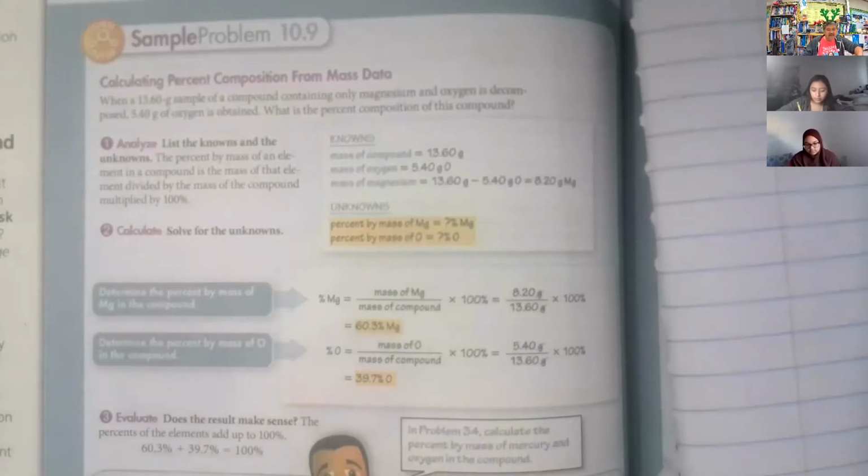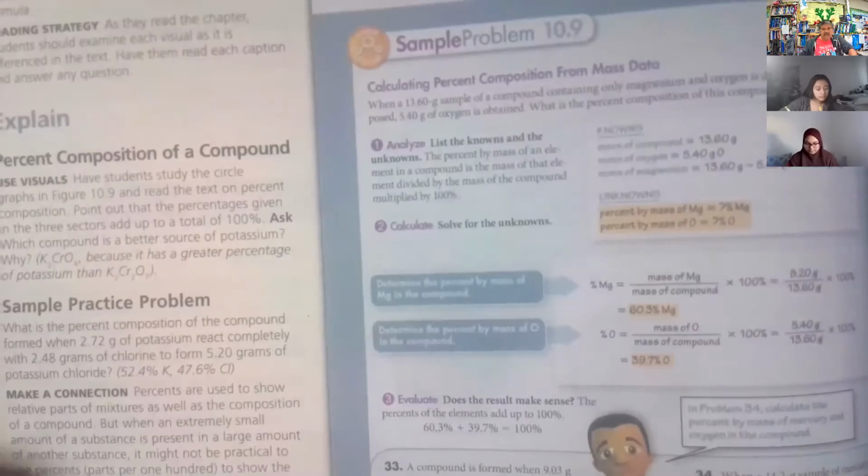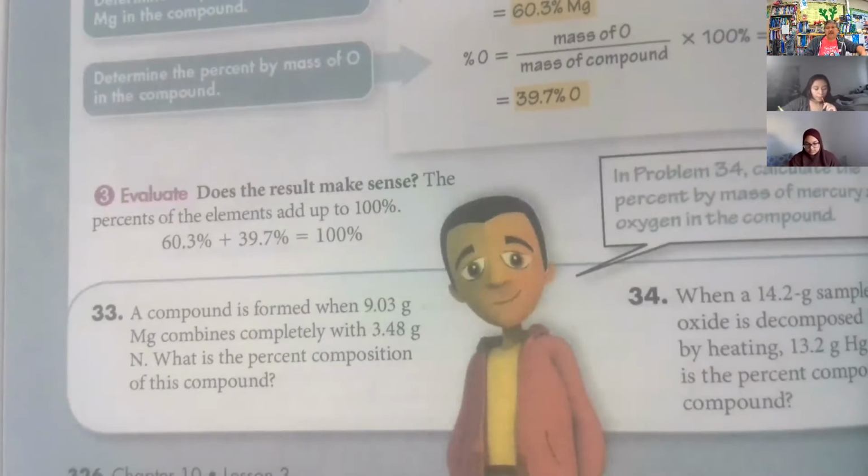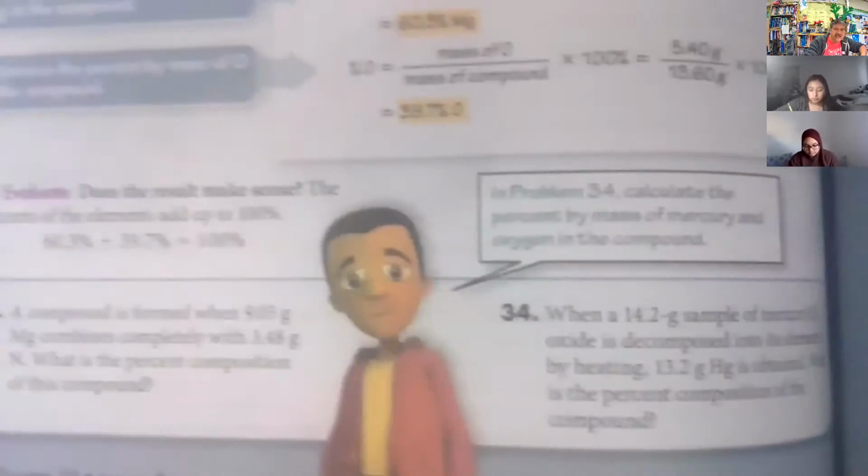Okay, so now you know how to do the sample problem. Let's do number 33 itself. So here's number 33 down here, and it says this: a compound is formed with 9.03 grams of magnesium combined completely with 3.48 grams of nitrogen. What's the percent composition of this compound? Okay, let's do it.